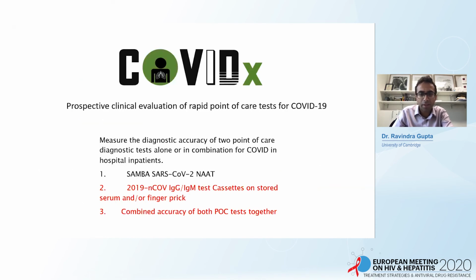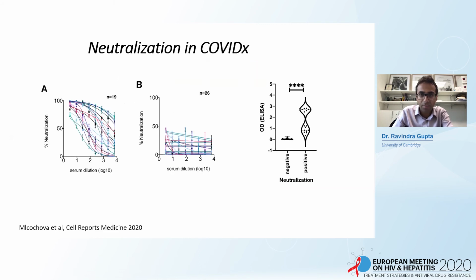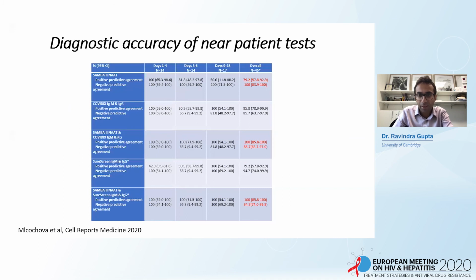So the second part of the COVID-X study was to test these rapid point-of-care finger prick tests for IgM and IgG to see whether we could increase diagnostic sensitivity in patients coming in through the front door. These are some data just showing you the range of serum dilutions and neutralizations gained from patients. On the left are the positive patients in the study who are positive for COVID-19, and on the right are the negative patients. You can see there's a clear difference in neutralization ability and the validation with ELISA shown on the right. So here's the headline slide.